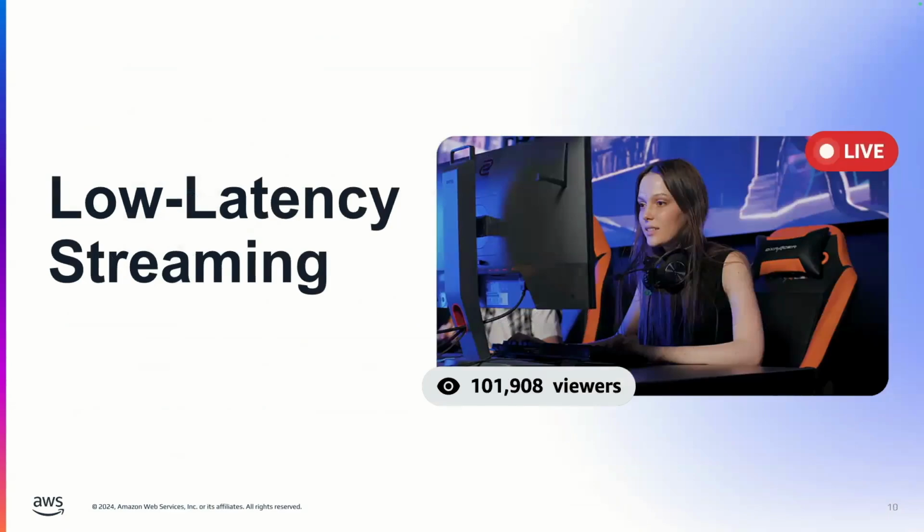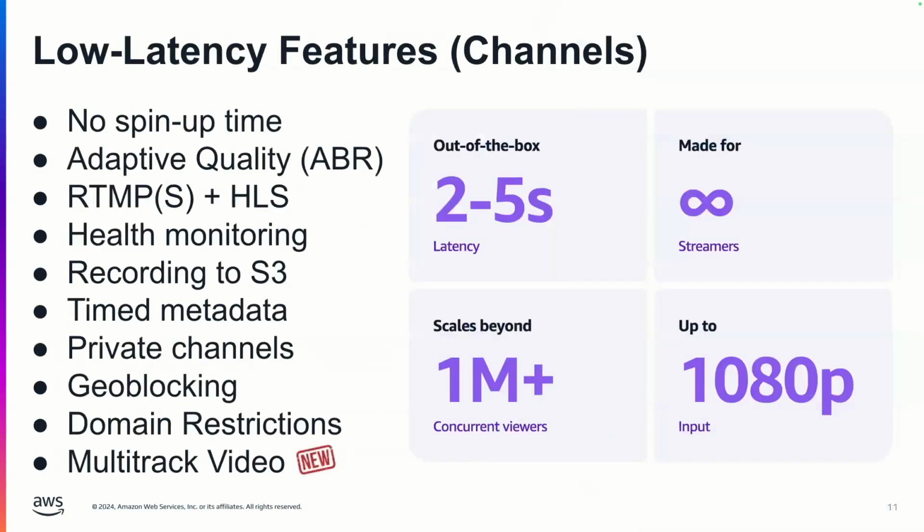So let's talk about low latency streaming, what we call channels on Amazon IVS. The first thing that I thought was really impressive the very first time that I worked with Amazon IVS, and this is before I even worked at Twitch, was the fact that there is literally no spin up time involved when you're talking about creating a channel. You go into the console or you use the CLI or the SDK, you create a channel, and it's immediately ready to go. You can immediately start live streaming to it without having to wait for anything to be provisioned, anything to be turned up. It's immediately available for you.